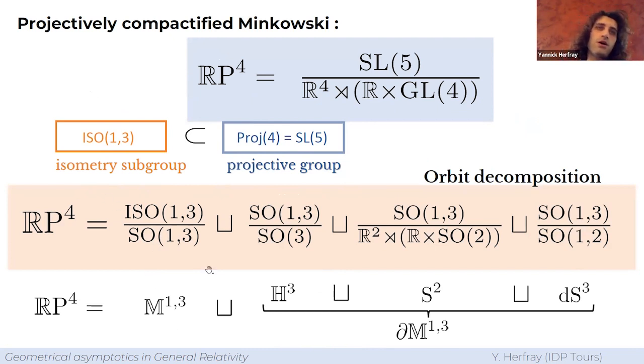Now, this Minkowski space is embedded into a different compact manifold. It's not embedded into S1 times S3, the conformal model. It's embedded into RP4, so it's embedded into projective space, and the boundary that you get is different. You get three orbits, which are just decomposing the boundary into three different pieces. This piece is the boundary of spacetime, so this is a model for time-like infinity. This is a model for space-like infinity. And this two-sphere is a degenerate version of null infinity. Here, null infinity has degenerated into just one sphere.